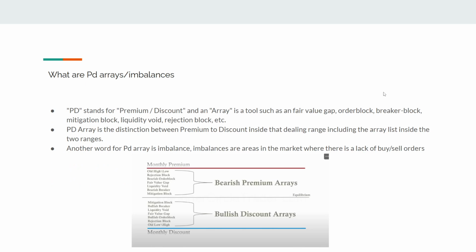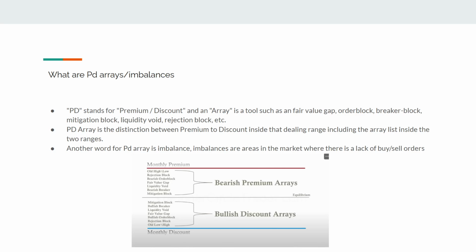What are PD arrays? PD stands for premium slash discount, and an array is a tool such as a fair value gap, order block, breaker block, mitigation block, liquidity void, rejection block. We're not going to be going over mitigation, liquidity void, and rejection blocks today. I feel like you wouldn't be using them as much in your model.